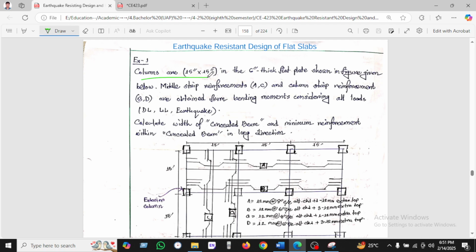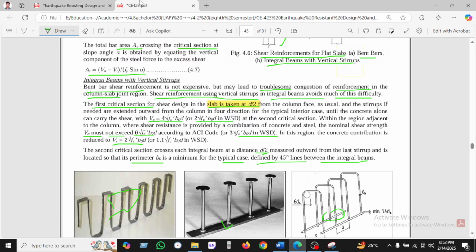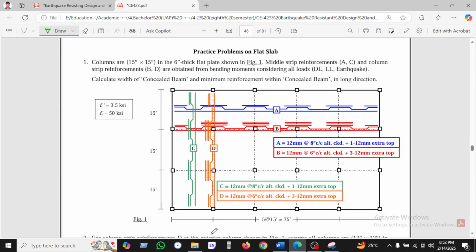Let's read. The columns are 15 inches by 15 inches, in a 6 inches thick flat slab plate shown in the figure below. Middle strip is measure AC. Each column strip is measure BD, obtained from the bending moment considering all loads: dead load, live load, earthquake. Calculate the weight of the concealed beam and minimum reinforcement within the concealed beam in the long direction, only the long direction. So if we see the question here, this is the question.